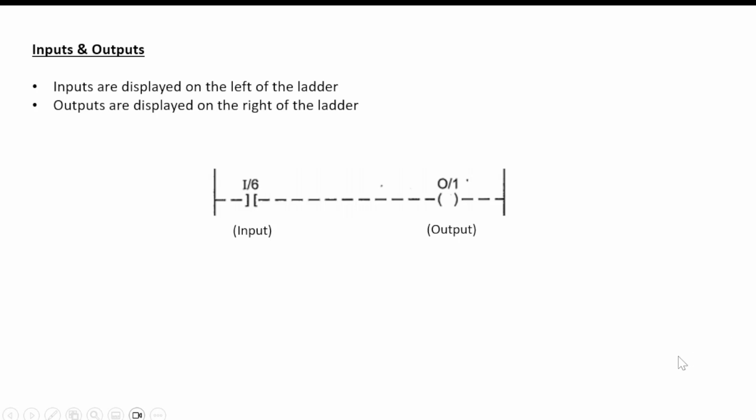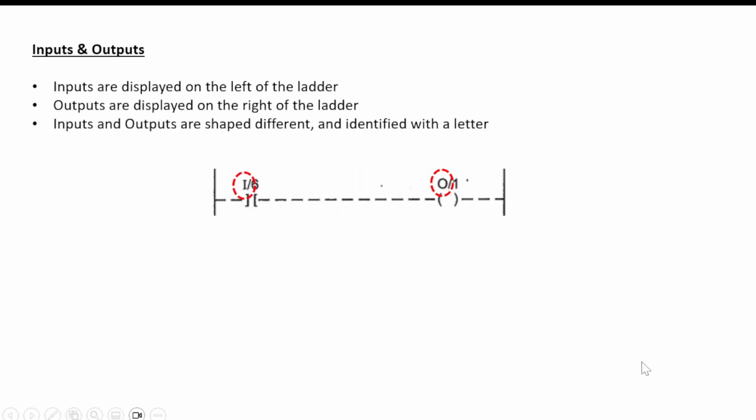So there we have input and we have output. Inputs and outputs are shaped differently and identified with a different letter. So depending on the program used and the brand, the letters and the shapes of the symbols may differ slightly. So on this particular system we can see here, often on different PLC programming languages you'll have an I or a DI or a Y or an S, and for outputs you'll have an O or a DO or sometimes Q. So it really does depend on the manufacturer.